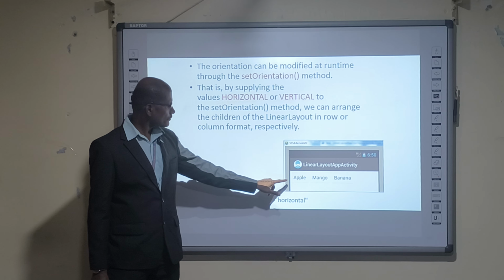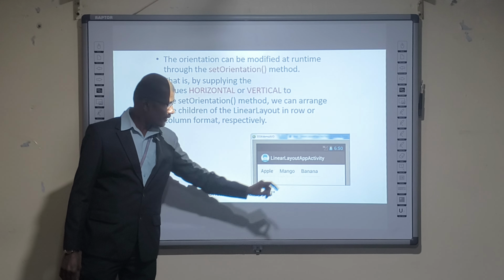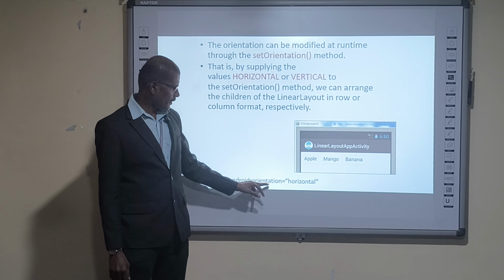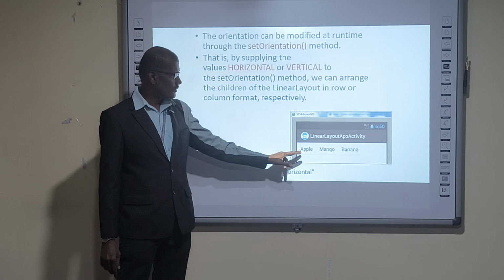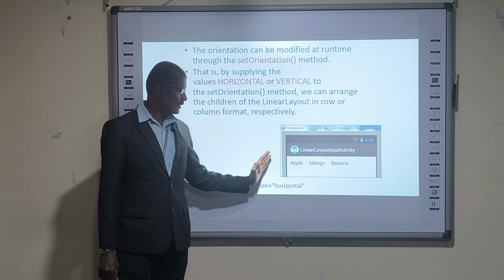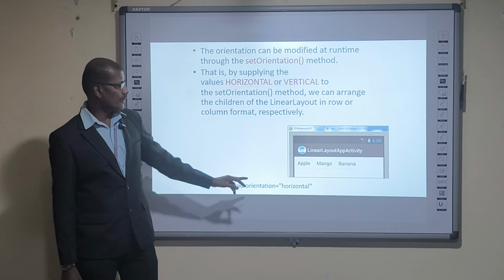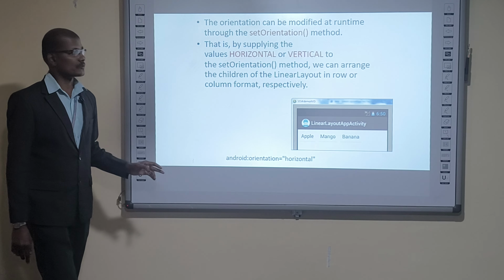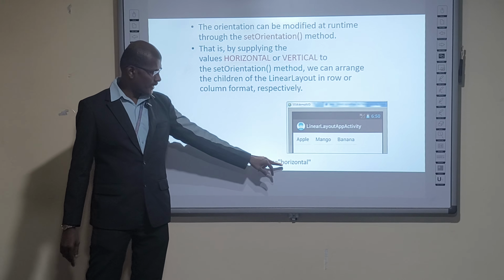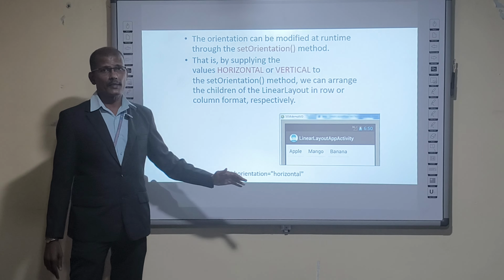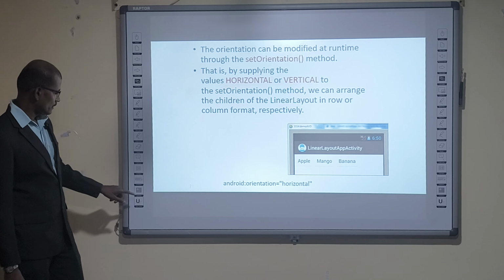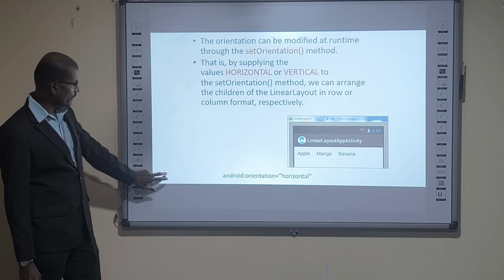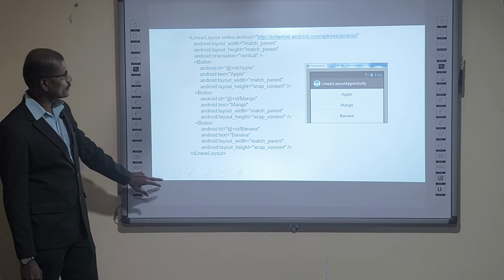See here, apple, mango and banana. If you keep the orientation as horizontal, it will arrange left to right; all the buttons are arranged from left to right of the layout. If you give vertical, it will arrange from top to bottom. That's the difference between horizontal and vertical. Now let's see the next one.